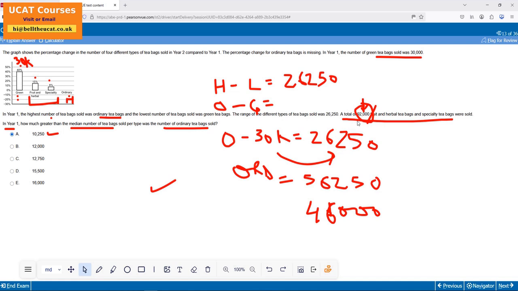So do we have a total of 92,000? 26,250 is what we've got. Number of median tea bags. So median was the middle one, fruit and herbal and speciality. 92,000 divided by 2. These are the two middle ones, which is second plus third one, even number divided by 2, 46. Ready? Okay, yes, right.